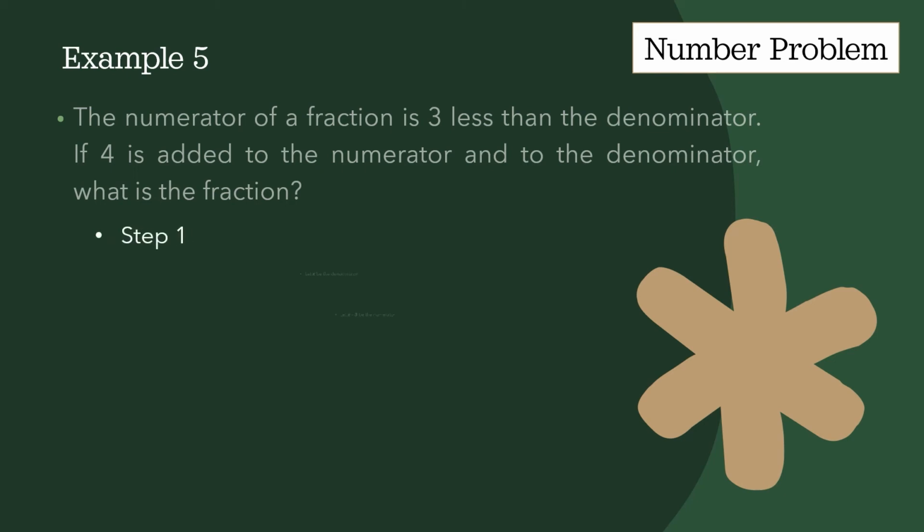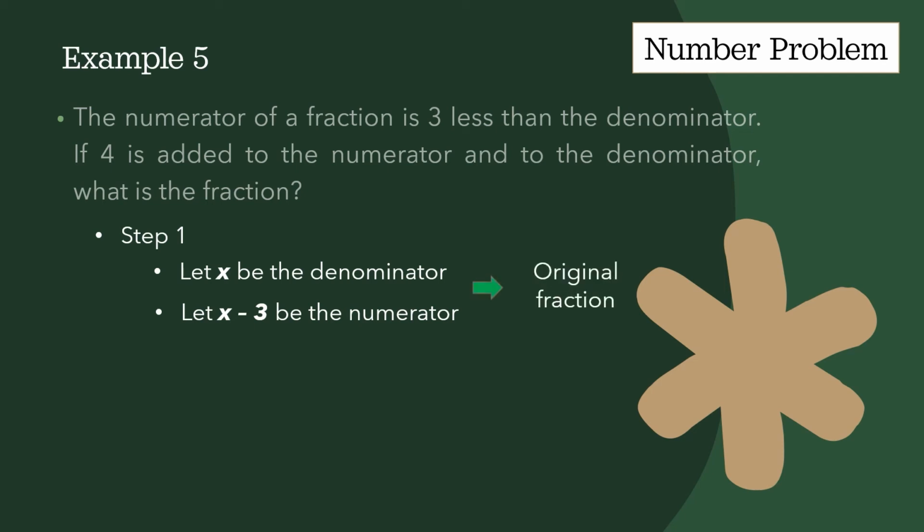Step 1. Let x be the denominator and let x minus 3 be the numerator, since it is stated in the problem that the numerator is 3 less than the denominator. This will now be our original fraction.